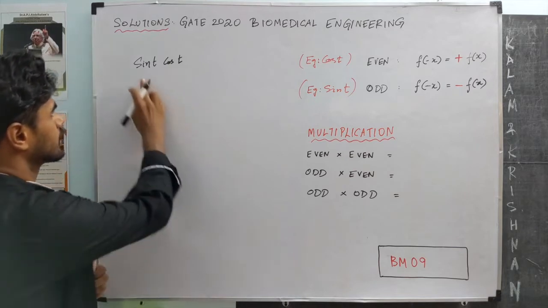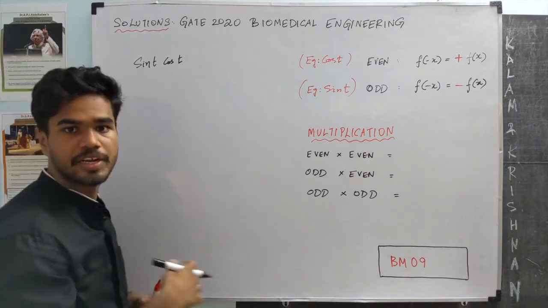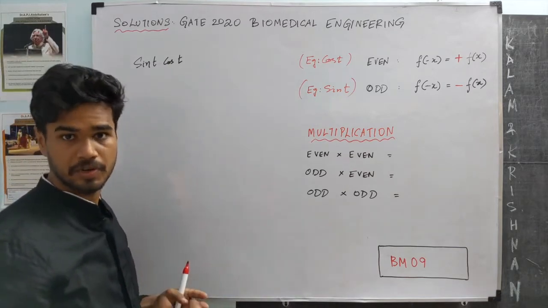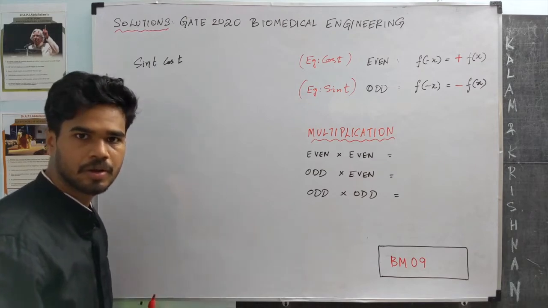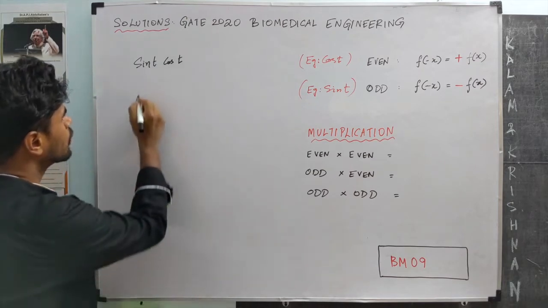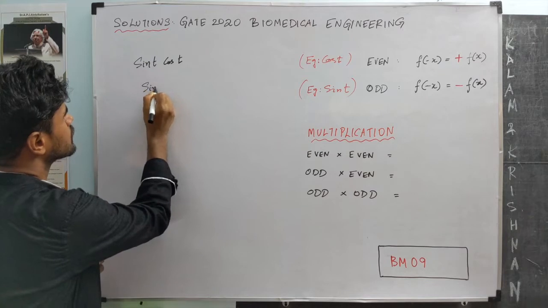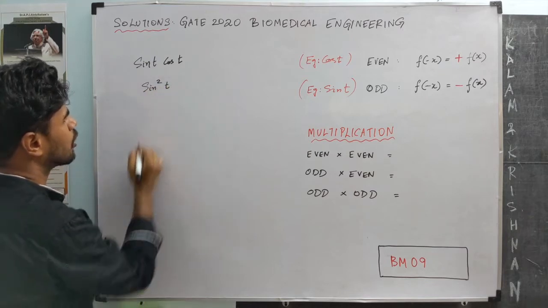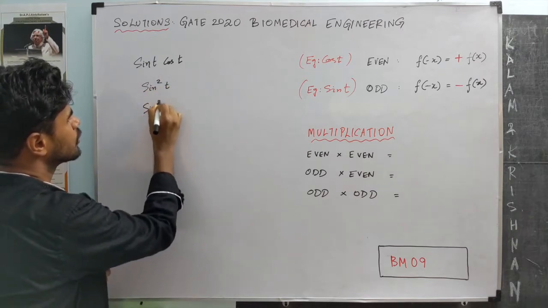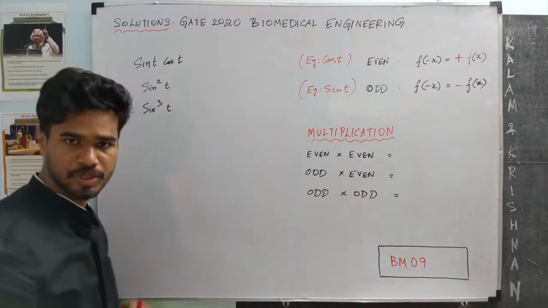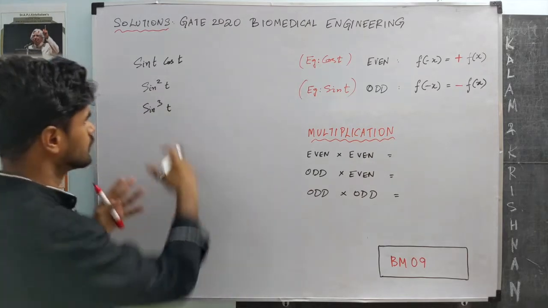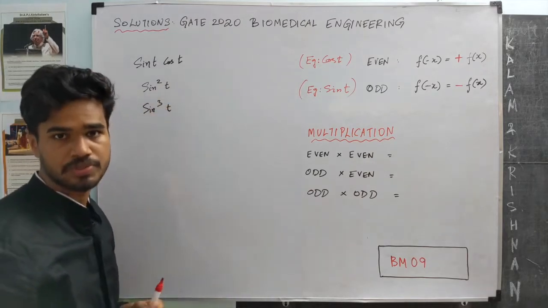We notice that sin t cos t is sin 2t, hence we categorized it as an odd function, right? But how about, say, sin square of t? How about sin cube of t? What if we do not remember the trigonometric identities to reduce them into simpler forms?